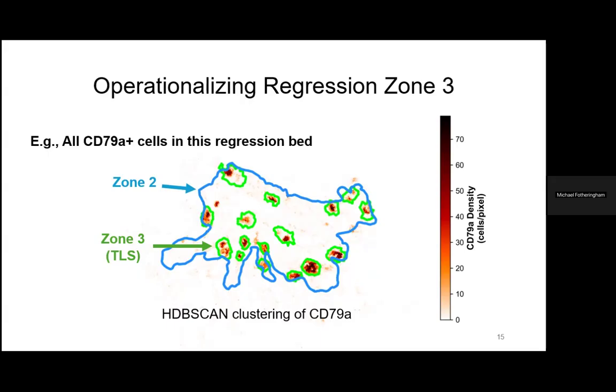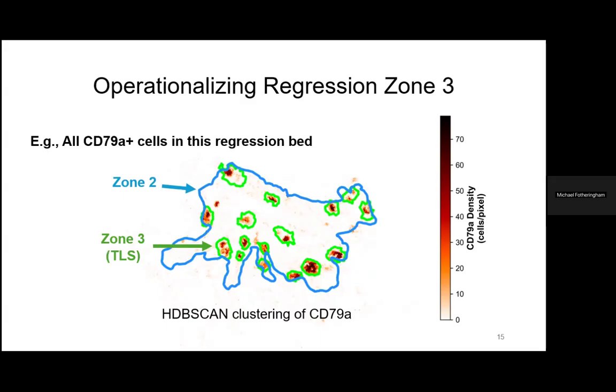A minimum cell sample of 50, so you have to have at least 50 cells to call that a TLS. The density must be at least 1,000 cells per millimeter squared. I had to vary this for some samples that had just high density. Minimum size, 0.1 millimeters squared. And this is all in case you want to go home and do this clustering, you now have the numbers to do it.